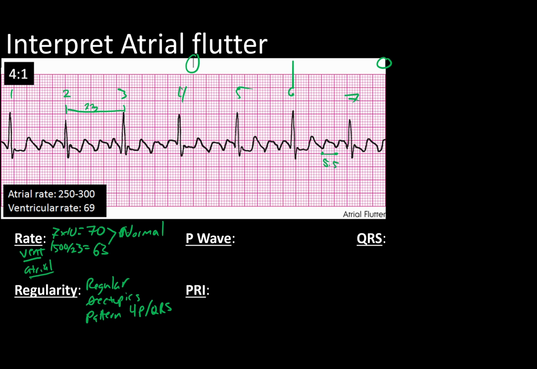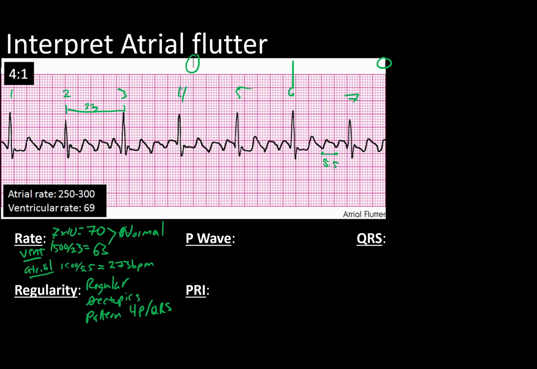and so that winds up being about 5.5 boxes across. So if we take 1500 divided by 5.5, you will get the magic number of 273 beats per minute for your atrial rate. So that atrial rate is indeed between 250 and 300, and that's just one of the beats that we measured. There's a lot more to choose from.